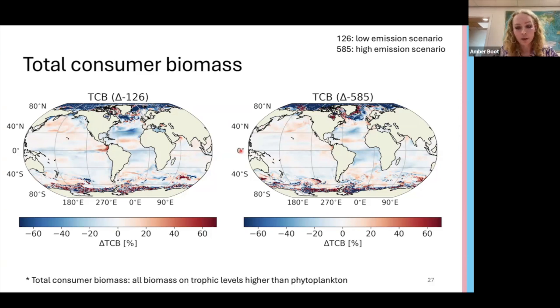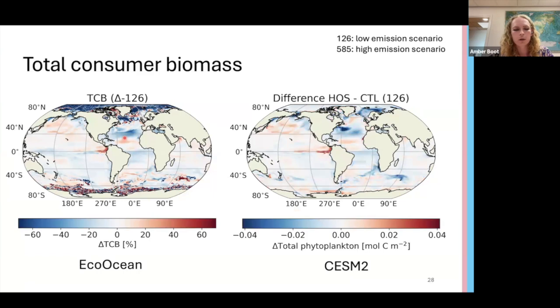But outside the high latitudes, so in the lower latitudes, we see again a very similar pattern as we saw for the total phytoplankton biomass, with regions where we see increases, but also regions where we see decreases. And it becomes especially apparent when you put them next to each other. This is only for the low emission scenario. This is the ecosystem model output, and this is the Earth system model output, and they are quite similar.